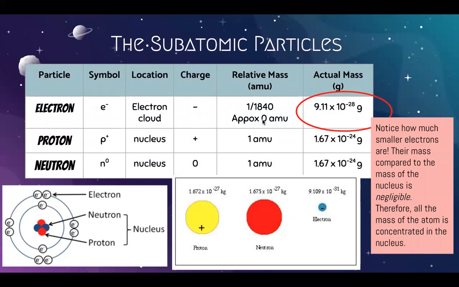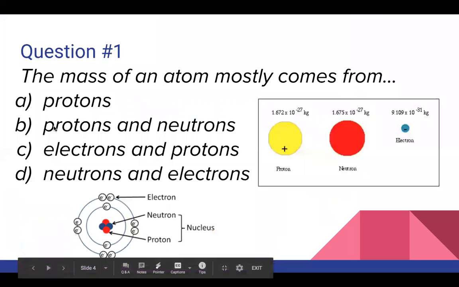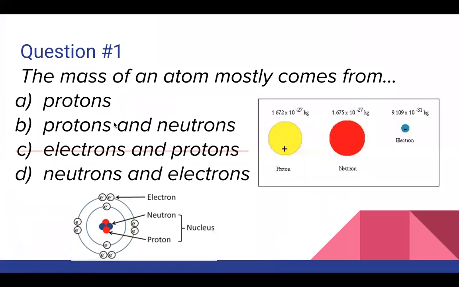So to figure out the mass of an atom, you just need to look at the protons and neutrons. So that would be B. So anything with electrons, you can do a quick process of elimination, and then protons is not a complete answer. It is protons and neutrons. These are going to be where the bulk of the mass of an atom comes from. Correct answer is B.